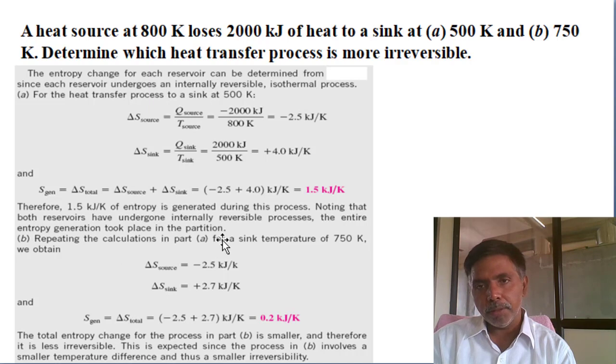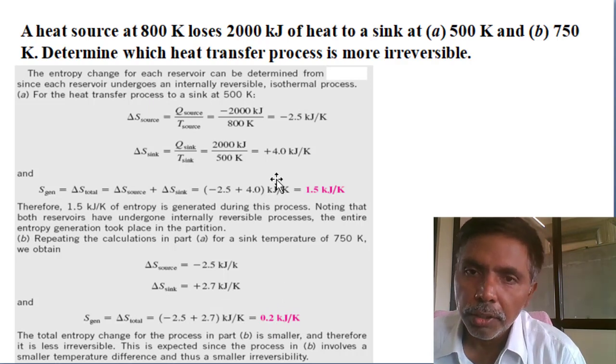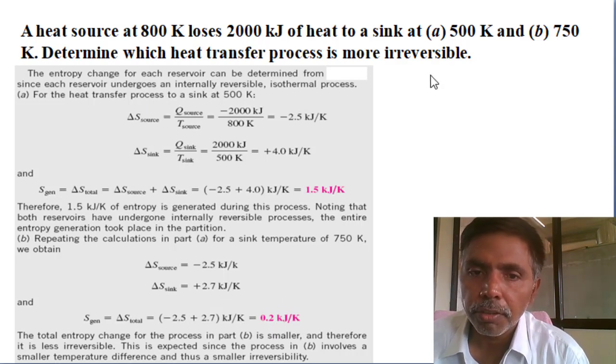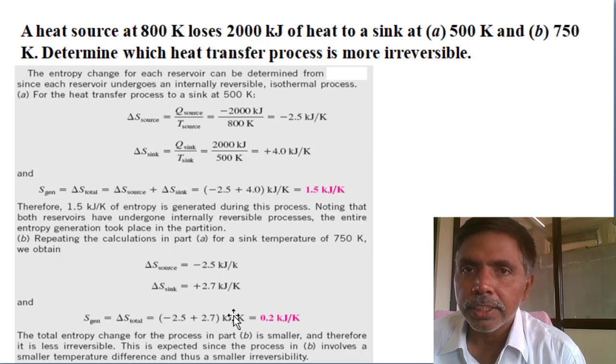Next, the source is the same, so minus 2.5 kilojoules per Kelvin. The sink is changing to 750 instead of 500. Then the sink change in entropy is 2.7 kilojoules per Kelvin. But S generation is again positive, and the value is reduced. So if we reduce the temperature difference, the entropy generation automatically reduces.